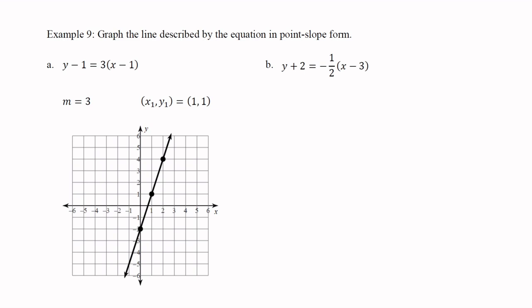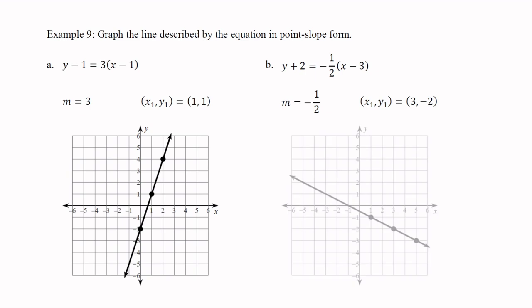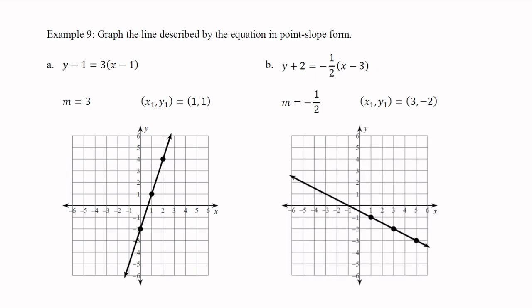In this equation, we have a slope of negative 1/2, and our point is (3, -2). Even though it says plus 2, when you see the plus, you have to think minus negative 2. So we plot (3, -2) first, and then our slope tells us to go down 1 and to the right 2, or up 1 and to the left 2. And then you can draw your line.